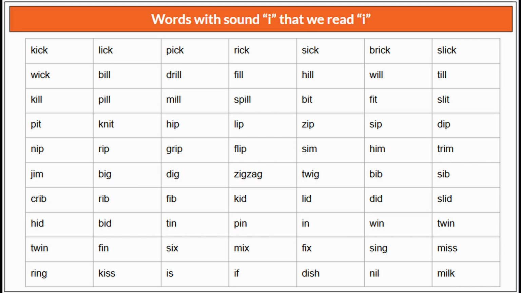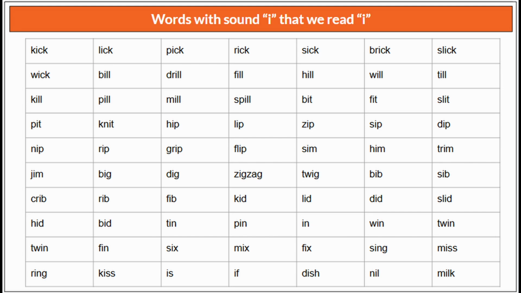big, rib, bead, fin, kiss, pick, drill, mill, hip, not hype, but hip, grip, dig, fib, thin, six, is, rick, fill, spill, lip, flip, zigzag, kid, pin, mix, if, sick, heel, beats, zip, seam, twig, lead, in, fix, dish, brick, wheel, fit, sip, him, bib, did, win, sing, nail, slick, till, slit, dip, trim, sieve, slid, twin, miss, milk.